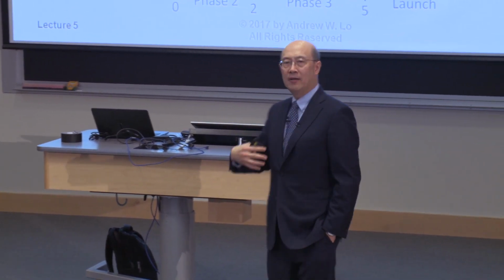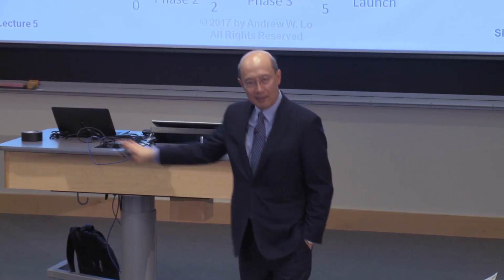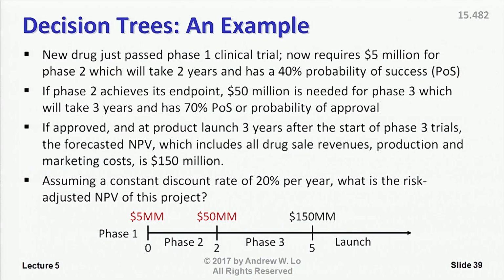So first thing that I tell my finance students to do, draw a timeline, right? So phase 1, this is where we are. We just succeeded. And now we're looking at $5 million to pay for the phase 2 trial. That's going to take 2 years. If that's successful, we pay another $50 million. And if that's successful, in year 5, payday, $150 million. Okay? And the probability between here and here is 40%. Probability between here and here is 70%.